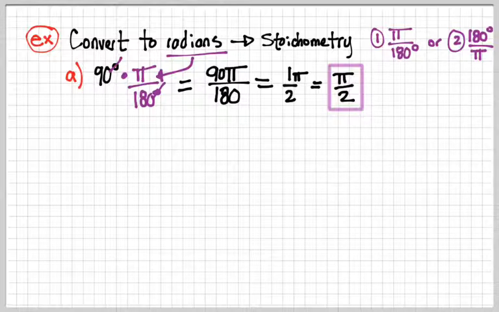Okay, and that should make sense, because if you think of a circle, halfway around the circle is 180 degrees, and that's pi, and half of 180 is 90, and half of pi is pi over 2.